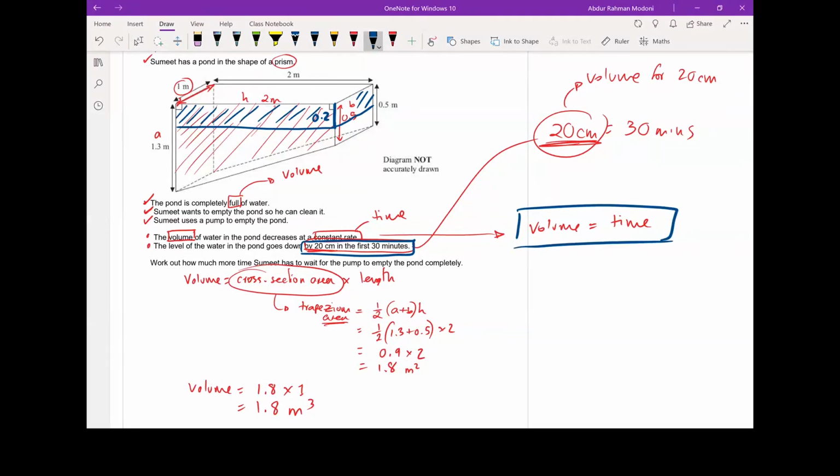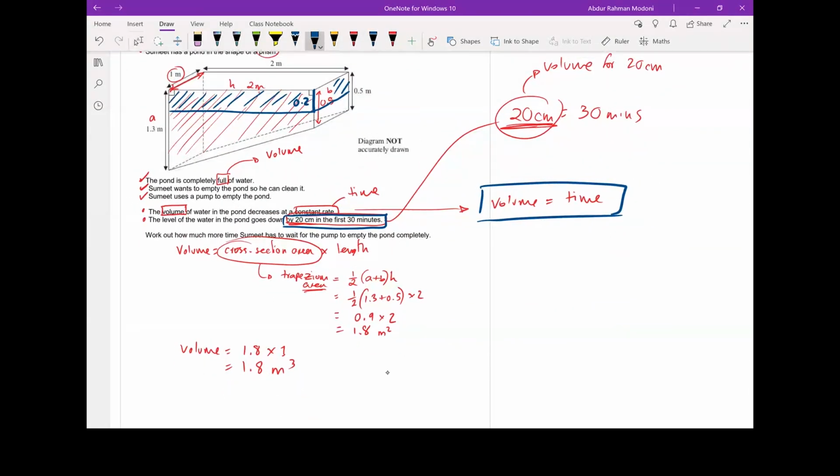So let's go and work out first of all what that volume is. I'm going to work out the volume for that rectangle here. Volume for 20 centimeters is, well, what's the volume? This is a cuboid, as we can see here, the blue one that we've got highlighted, and it's 2 times 0.2 is my cross section, and then times by 1. So I can go and work out that volume straight away. That gets me 0.4 meters cubed. That's how much volume has emptied in that first 30 minutes.